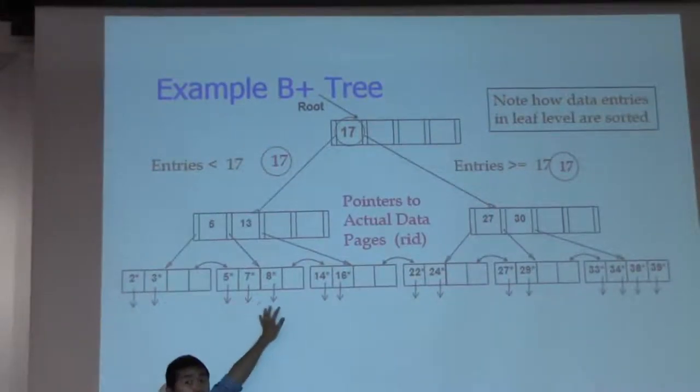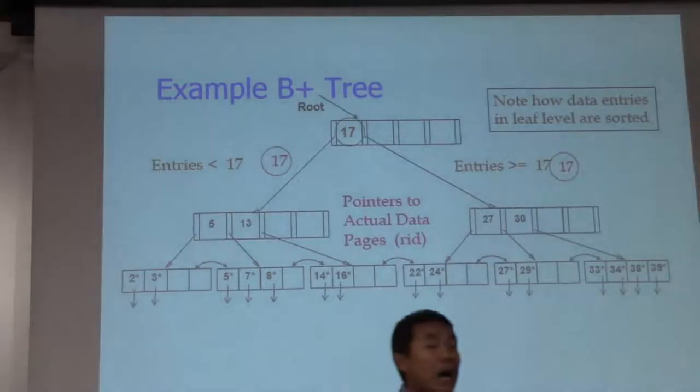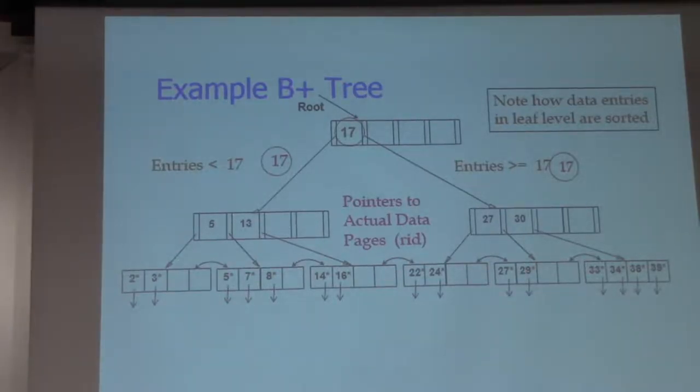And lastly, the pages at the leaf level are linked to each other. The reason we do that is to support efficient range query search. If you think about a range query, for example, find all records with GPA value greater than 3.0, how would you do that? Well, you use 3.0 as the search key value to go down the tree to find the first data entry that corresponds to the value 3.0.